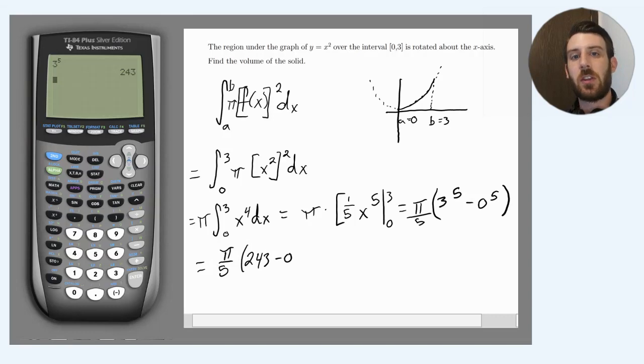And that's a number that we could approximate with a decimal, but we're going to keep it exact because that's the exact volume we were asked to find.